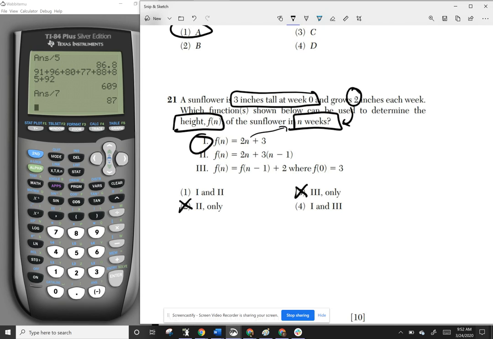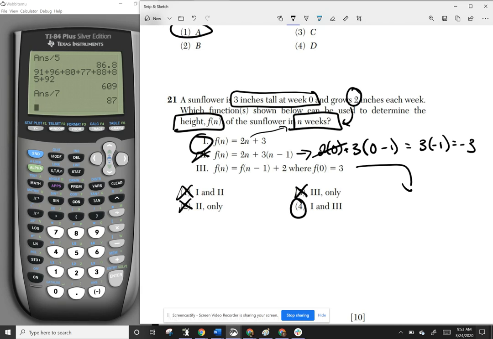Okay, so now let's look at number 2. So we know that at week 0 it has to be 3. So in this case, what we could just do is plug 0 in. We're going to get 2 times 0 plus 3 times 0 minus 1. And that's 0. 0 minus 1 is -1, and we get -3. So it's saying at week 0, the height of the sunflower is -3, which doesn't make sense. You can't have a negative height. So it's definitely not 2, which means it can't be 1, and our answer has to be 4.